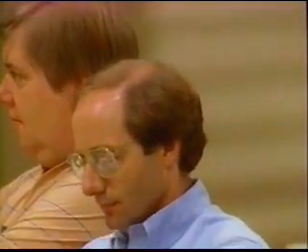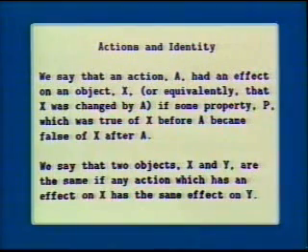It's why mathematics is a lot cleaner. Let's look at the best things I know to say about actions and identity. We say that an action A had an effect on an object X, or equivalently, that X was changed by A, if some property P which was true of X before A became false of X after A. That's a test. But it still means I have to have the X before and after. Or the other way of saying this is we say that two objects X and Y are the same if any action which has an effect on X has the same effect on Y.